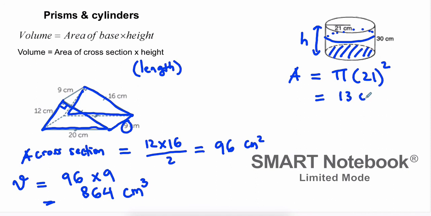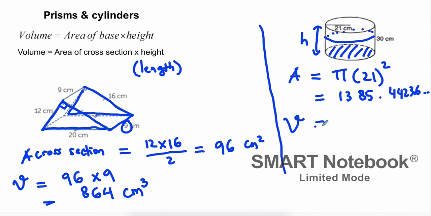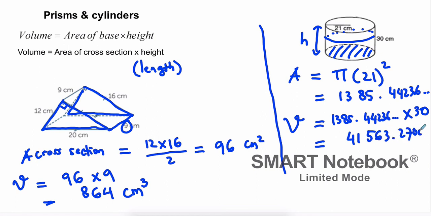And you will have, if you put it in your calculator, 1385.544236 and so on and so on. And to find the volume, we will just multiply that number by the height of the cylinder, which is 30 in this case. And if you put it in your calculator, you should get 41,563.2708 and so on and so on. So we can safely round it to the nearest whole number, 41,563, and the unit is centimeter cube.